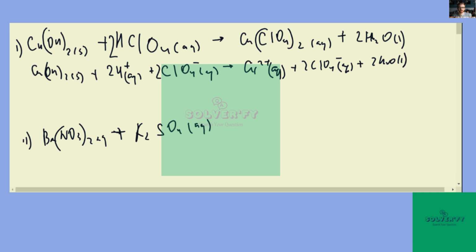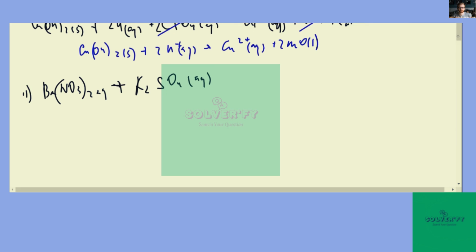So now we can get rid of this part, and we just end up with Cu(OH)2 solid plus 2H plus aqueous, forming copper 2 plus aqueous plus 2H2O liquid. So that's the first net ionic equation.